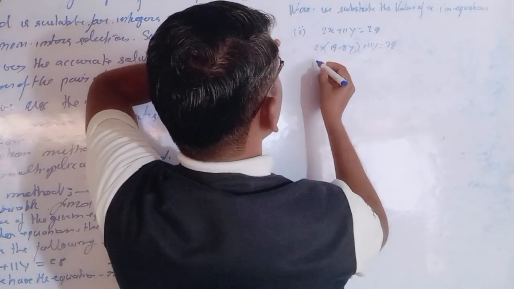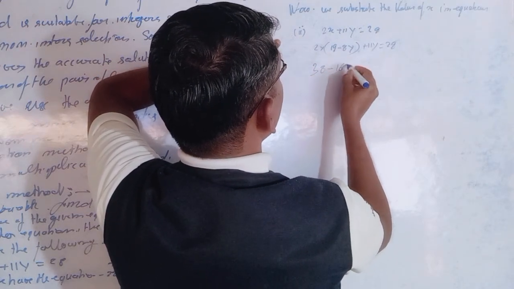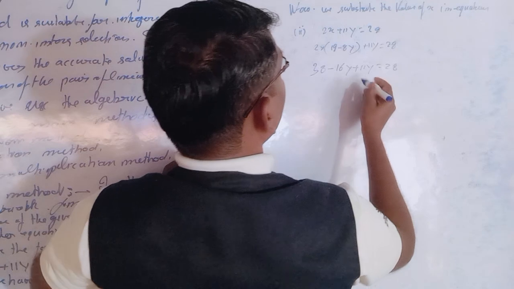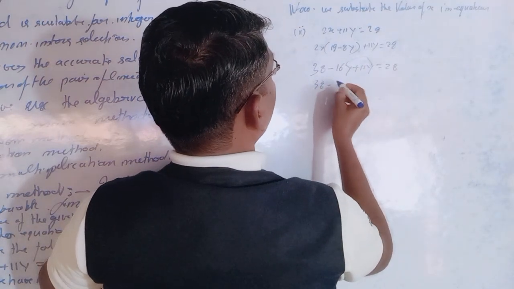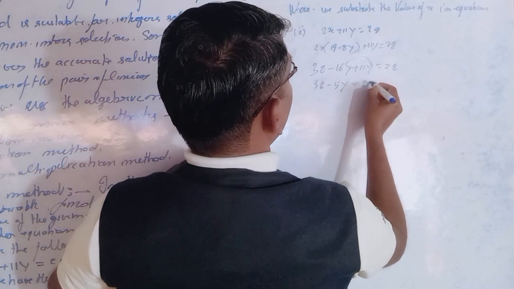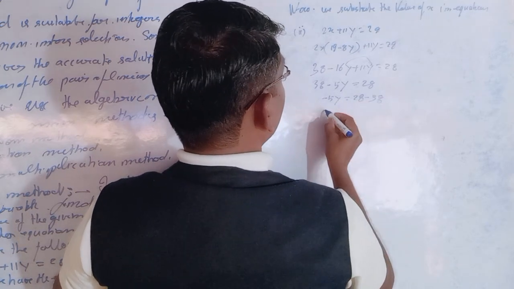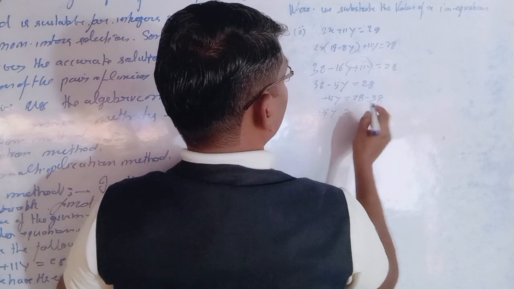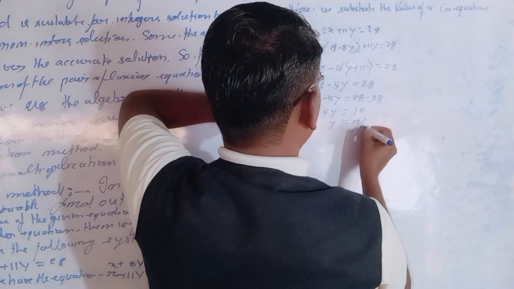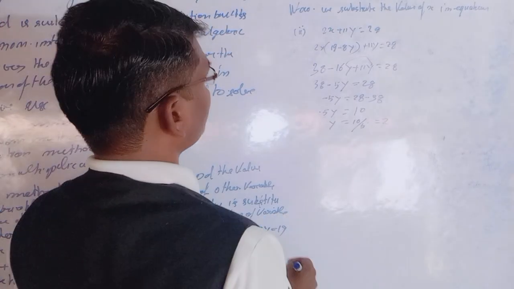So solve these equations: 2 times 19 is 38, minus 16y plus 11y is equal to 28. Now further, 38 minus 5y is equal to 28. So minus 5y is equal to 28 minus 38. So 5y is equal to 10, so y is equal to 10 by 5, which is equal to 2.